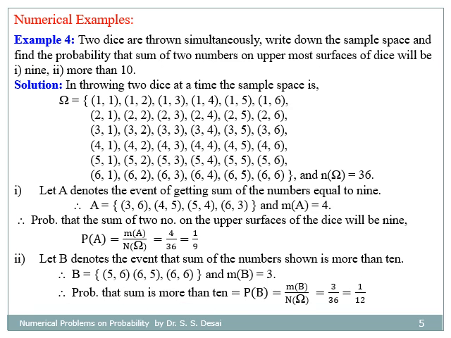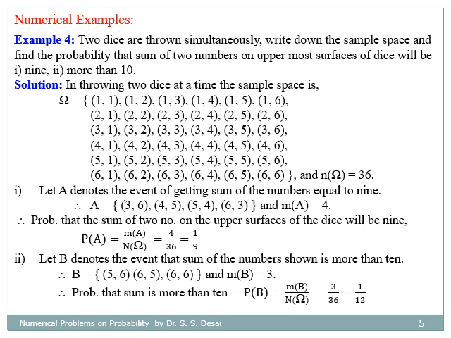This is the problem related to throwing 2 dice. 2 dice are thrown at a time. Write the complete sample space and find the probability that the sum of the 2 numbers shown is, first, 9, and second, more than 10.